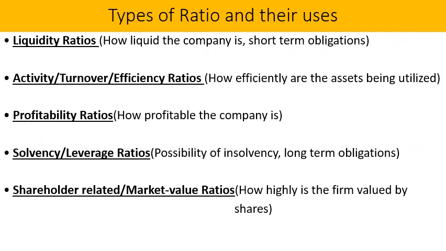Now, the first one here is the liquidity ratio. The liquidity ratio looks at the short-term obligations. On the other hand, we have the solvency ratio, which looks at long-term obligations. Then we have the profitability ratios, which consist of EBIT, then EBITDA, then gross profit, then net profit.